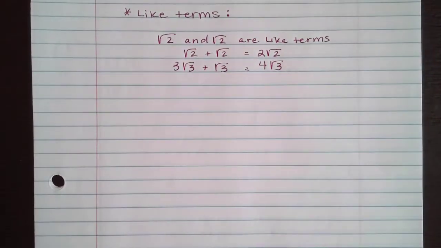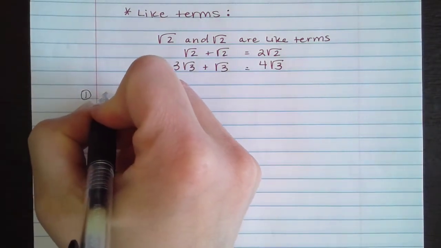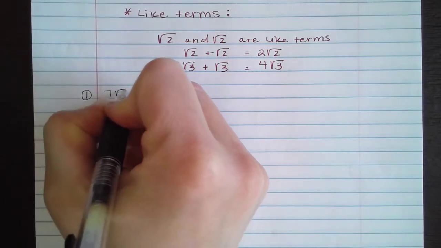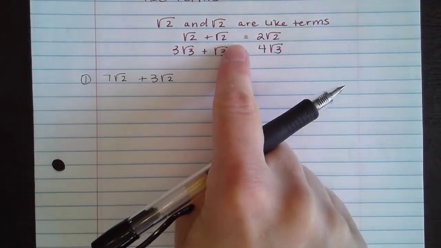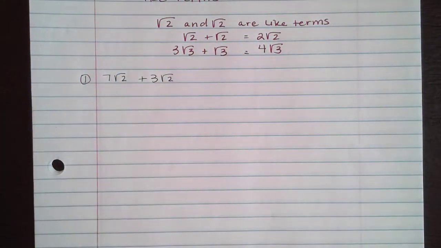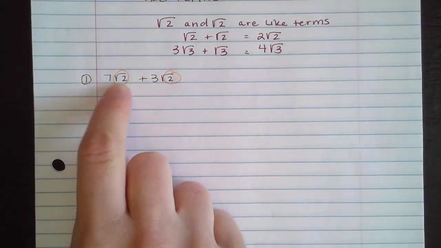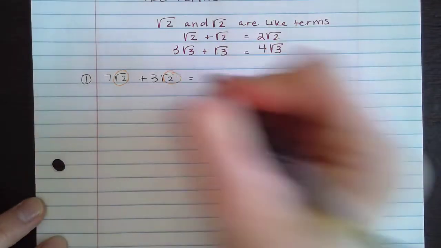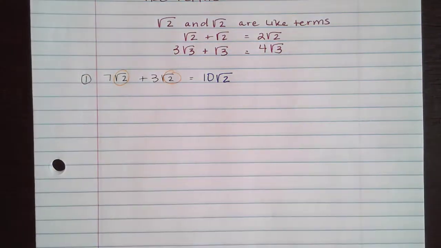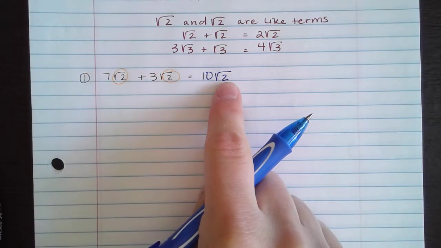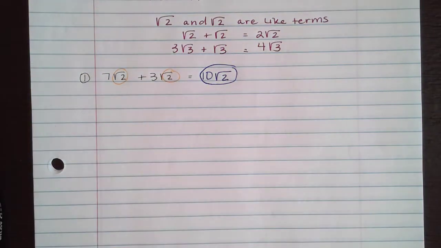So let's look at one example right away. 7 roots of 2 plus 3 roots of 2. So you first determine, are they like terms? Can I combine them? And yes, they are. We have like terms here, square root of 2 and square root of 2. And if I have 7 roots of 2 and 3 roots of 2, what do I have? I have 10 roots of 2. And you ask yourself, is the radical simplified? Yes, there's no perfect square. Can I simplify 10? Nope. So I know that that is my answer.